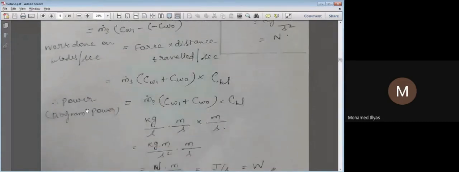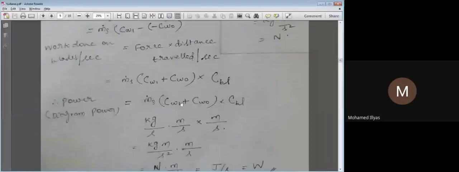Okay. Since we get this power from the velocity triangle, this value we are going to get from it. That's why we call it the diagram power here.